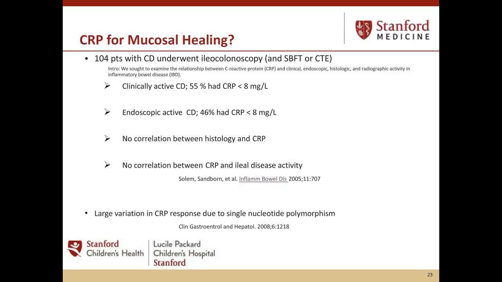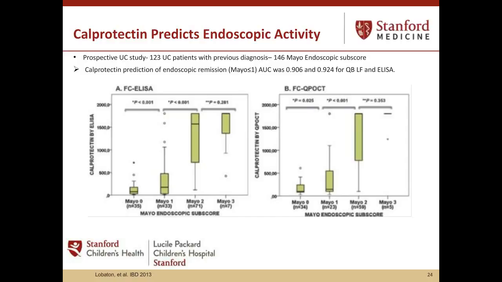So when a patient was clinically active with Crohn's disease, CD is Crohn's disease, 55% had CRP, basically a coin flip, less than 8 milligram per liter. So there's very little correlation between CRP and histology, and this is a problem because this used to be what a lot of clinical gastroenterologists are relying on to tailor therapies.